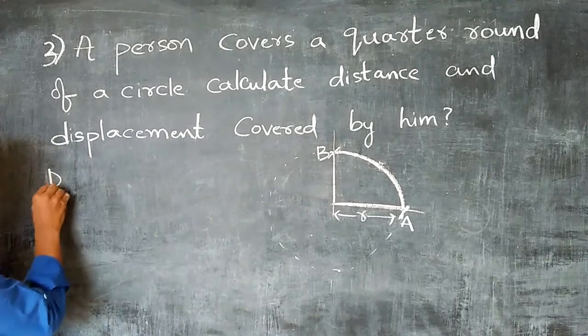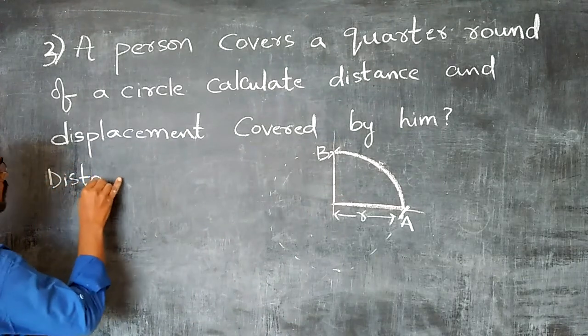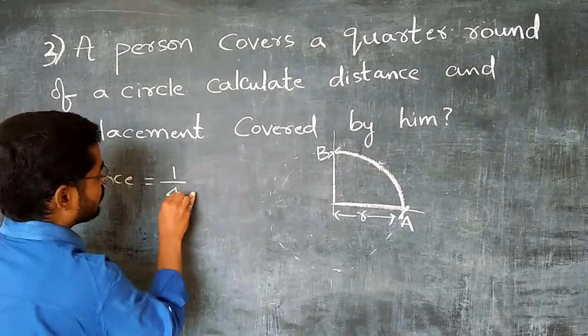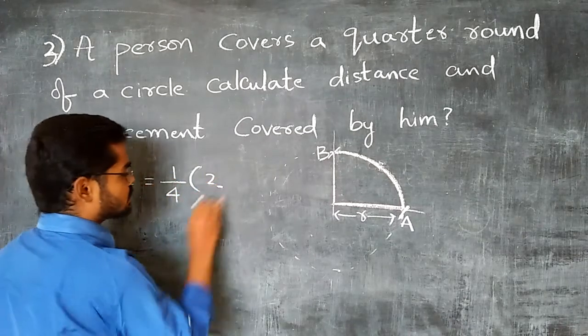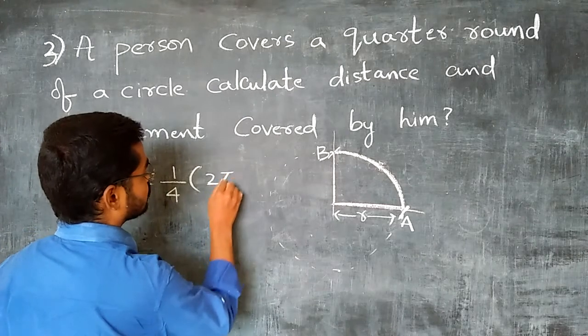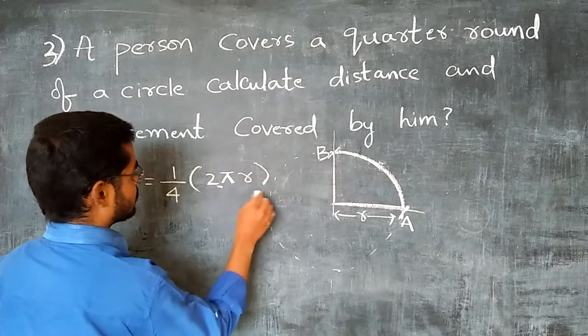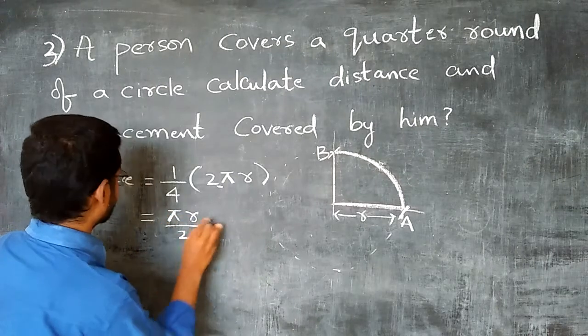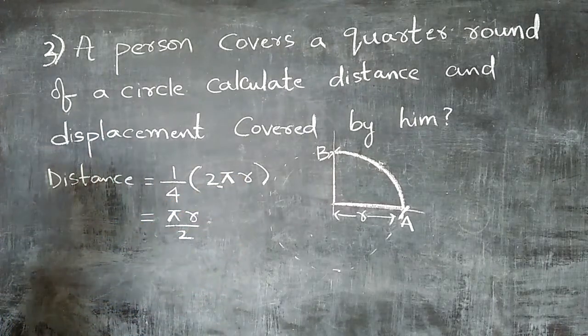So distance is equal to 1/4 times the total circumference, which is 2 pi r. So it is equal to pi r by 2. This is the distance covered by that person.